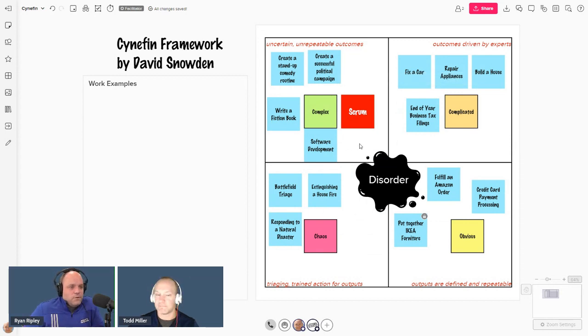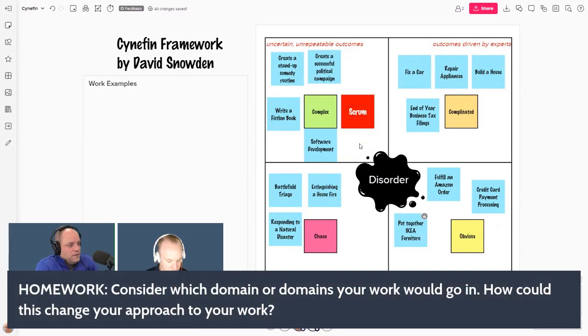I like it. So for this video, here's your homework: consider which domain or domains your work would go in. Perhaps rebuild this grid on a wall or in Mural or Miro, figure out which domains your work would go in, make that explicit, make that visible. And then how could the placement of your work potentially change the way that you approach your work? As Todd was saying, are you seeing software development as complicated? Is that leading you over the cliff to chaos? Could that shift your thinking in the way you approach the work?